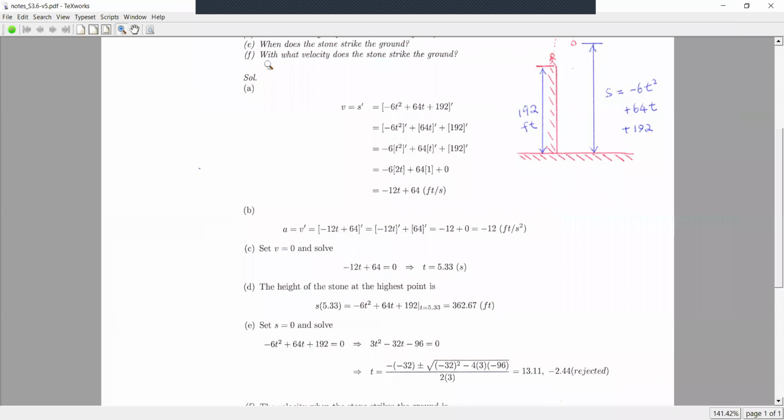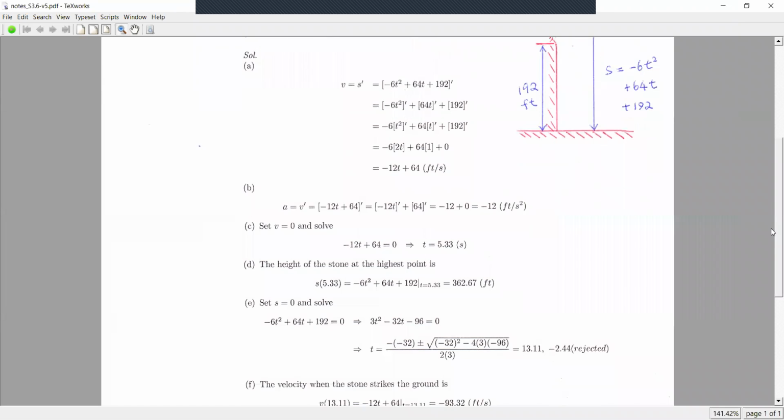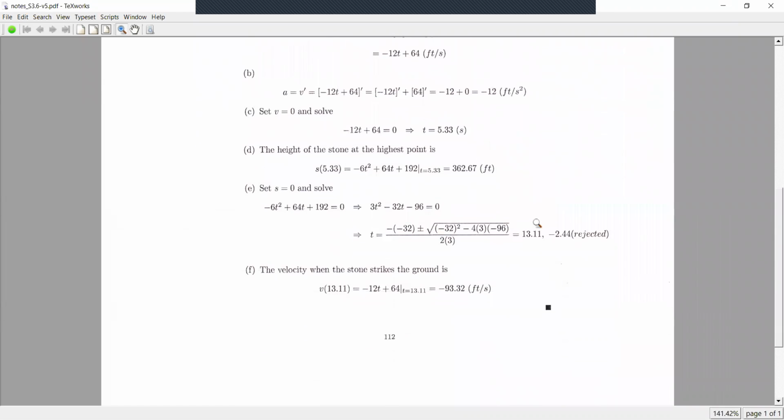Part F. With what velocity does the stone strike the ground? In part E, we know that the time when the stone hits the ground is 13.11. Plug this time into velocity, then we get the velocity when the stone strikes the ground is this number. The negative sign means the stone was traveling in the downward direction. In this example, the upward direction is positive. Downward direction is negative.